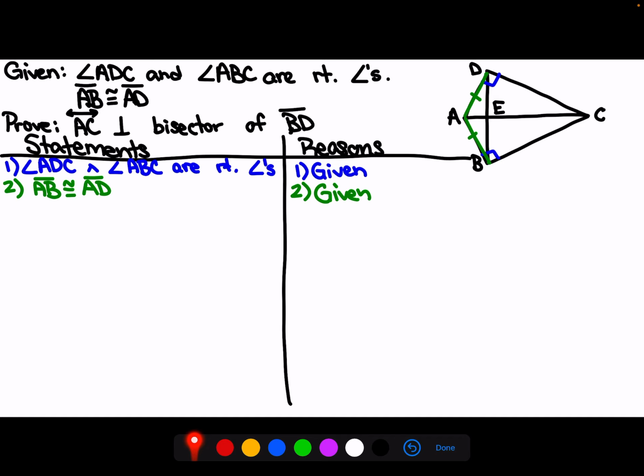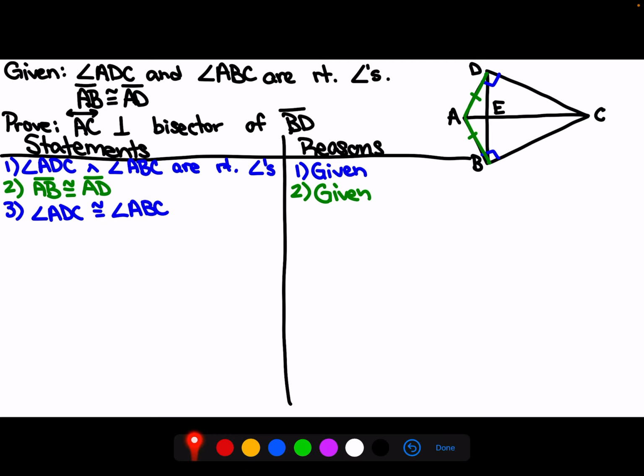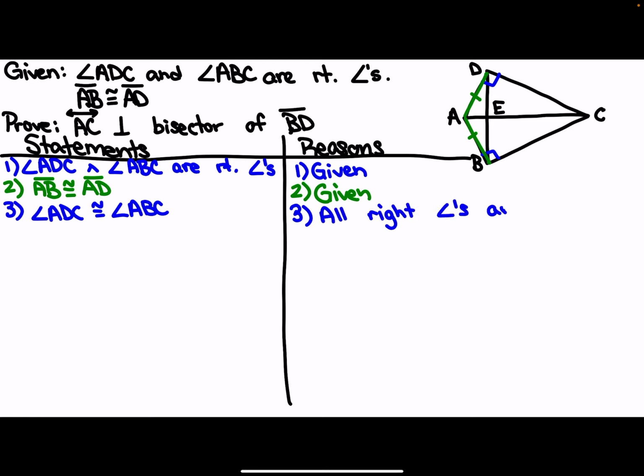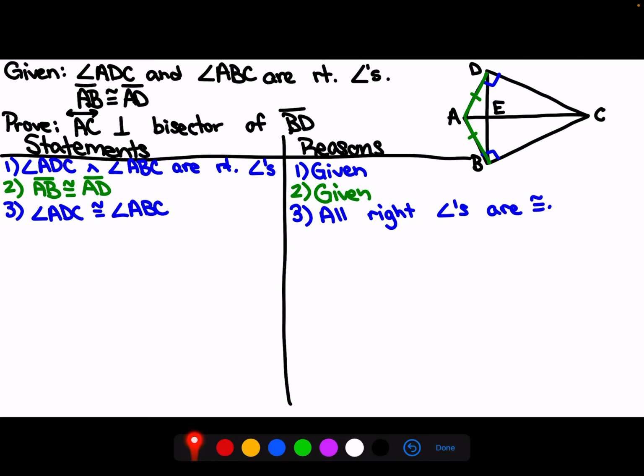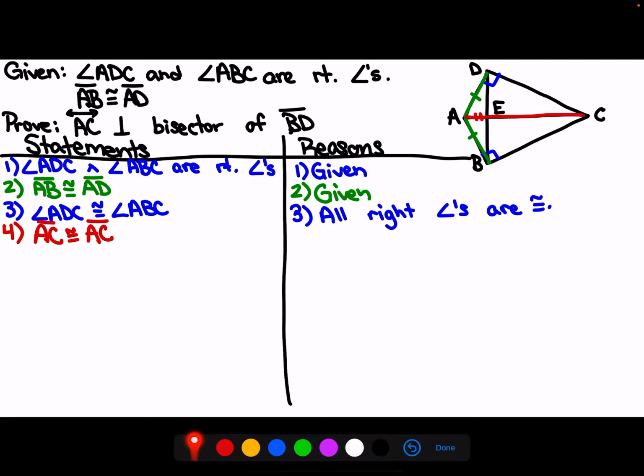Now, before I do that, I'm going to go ahead and say that angle ADC is congruent to angle ABC. And again, those are the two angles from statement number 1. The reason I can say this is that they are right angles, and we know that all right angles are congruent. From here, again, we see that AC is shared by both triangles. So I can say that AC is congruent to AC, and of course that's going to be by the reflexive property, every single time that something's congruent to itself.